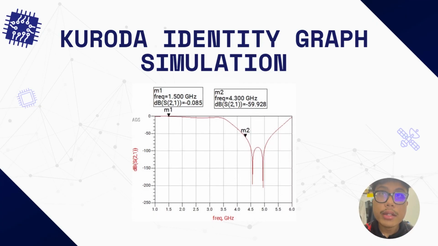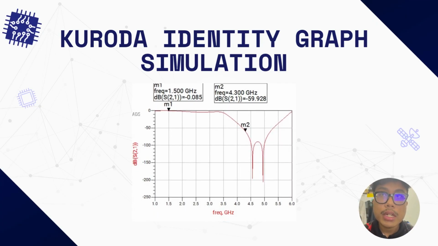Okay, next, Kuroda identity graph simulation. This shows the simulation result after the Kuroda transformation. We can see the frequency response maintains the necessary characteristics. The passband ripple and stop band attenuation are preserved, confirming the transformation was successful. However, you may notice some difference compared to the ideal lumped response due to the distributed nature of the design.